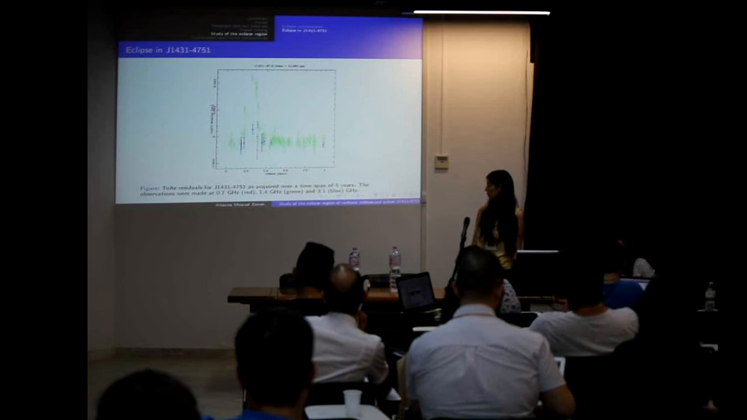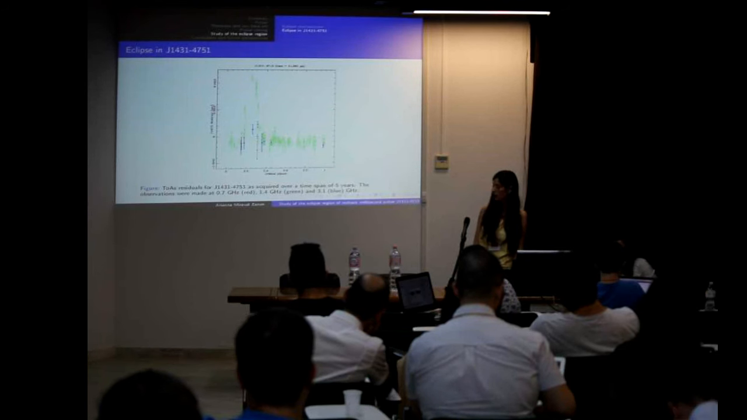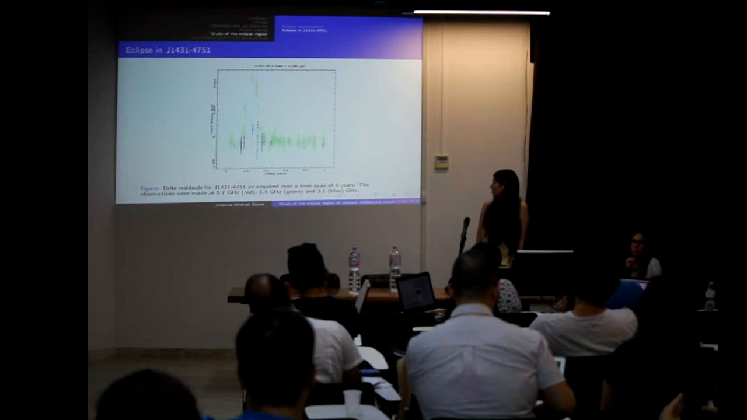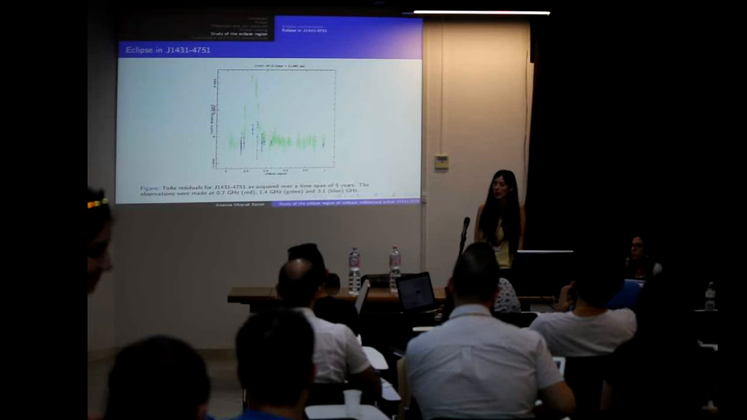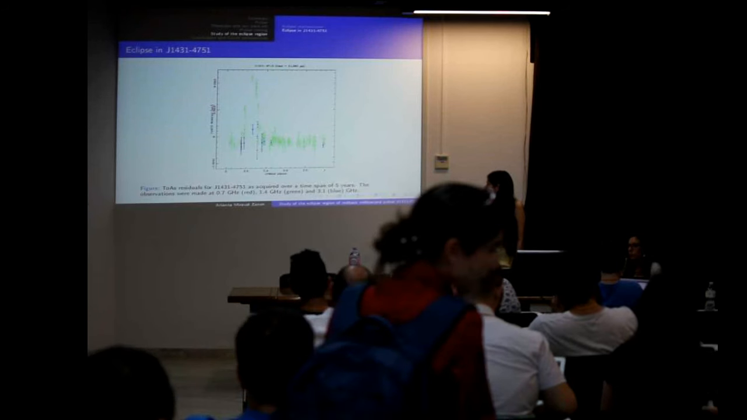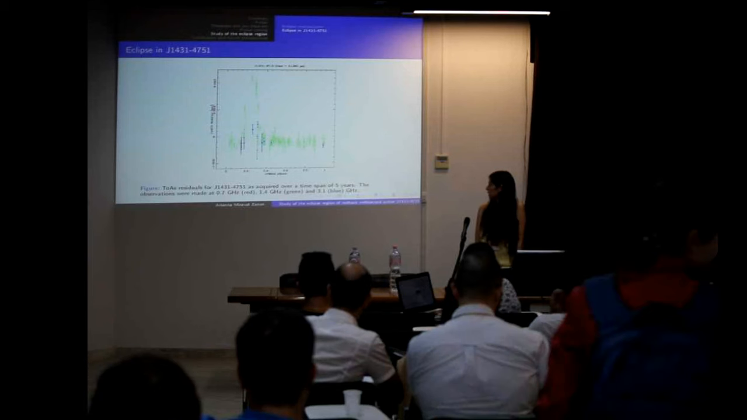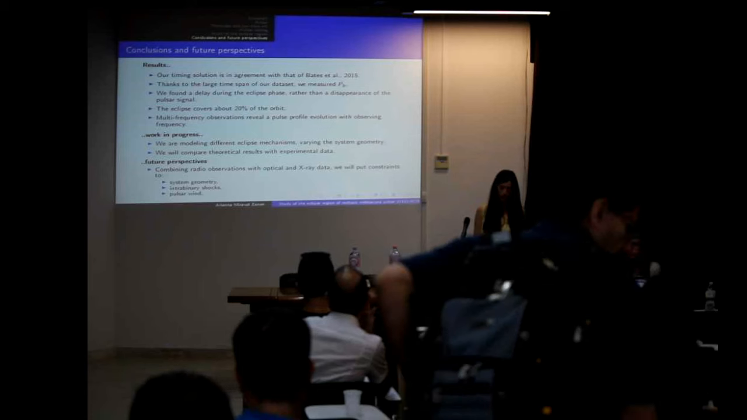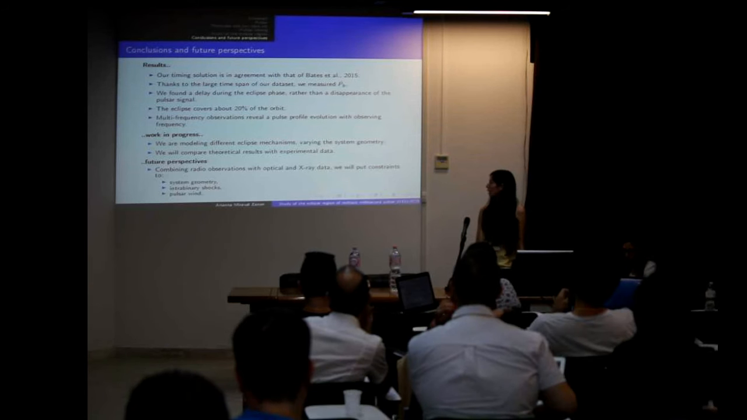The orbital period is about 10 hours for this system, and the duration of the eclipse is about 2 hours. We noticed that the delay depends on the observing frequency. In particular, the 3.1 gigahertz observation shows a shorter delay than the 0.7 gigahertz observation.